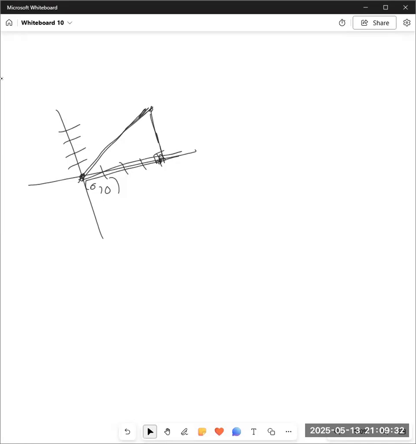And it has a base of 4 and a height of 4. So my area formula tells me that that's 1/2 base times height. That's 2 times 4, which is 8. Now let's do that with calculus.